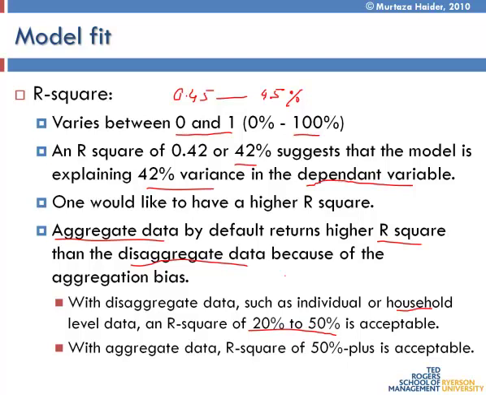aggregate data. There is something called the aggregation bias, which is common in aggregated data, and the aggregation bias is the reason why you get a higher R-square in aggregate data. So it is resulting from a bias rather than it's a good thing. So be very mindful that with the aggregate data you get an R-square of 50+%. And disaggregate data you get a lower R-square.